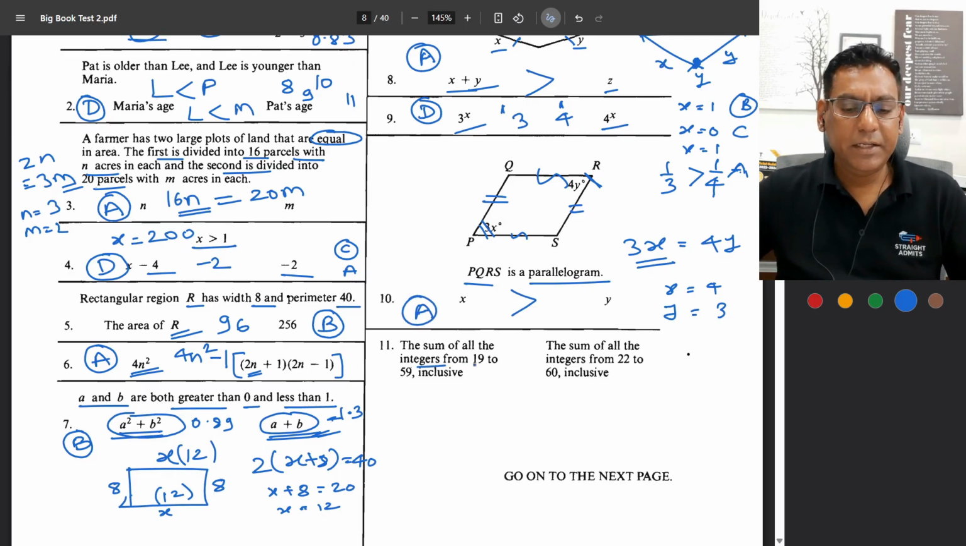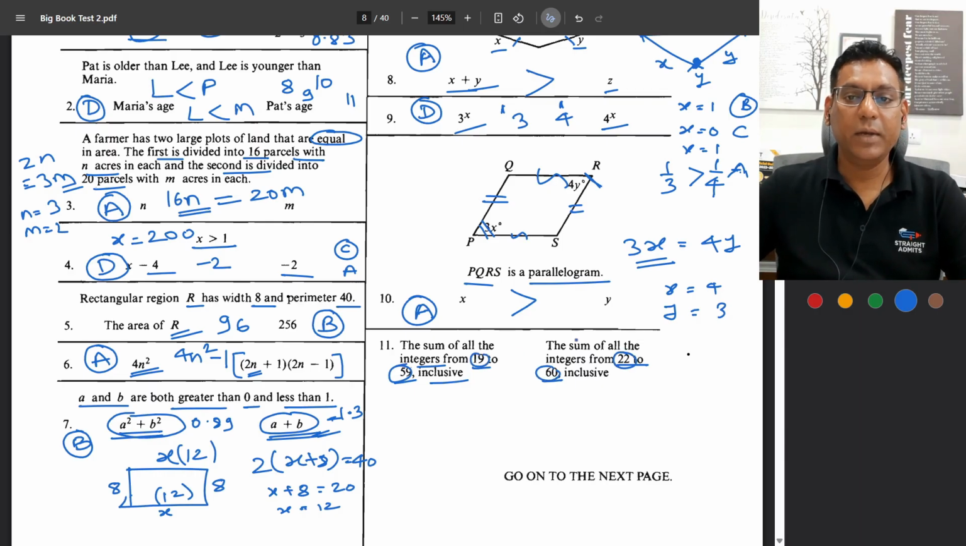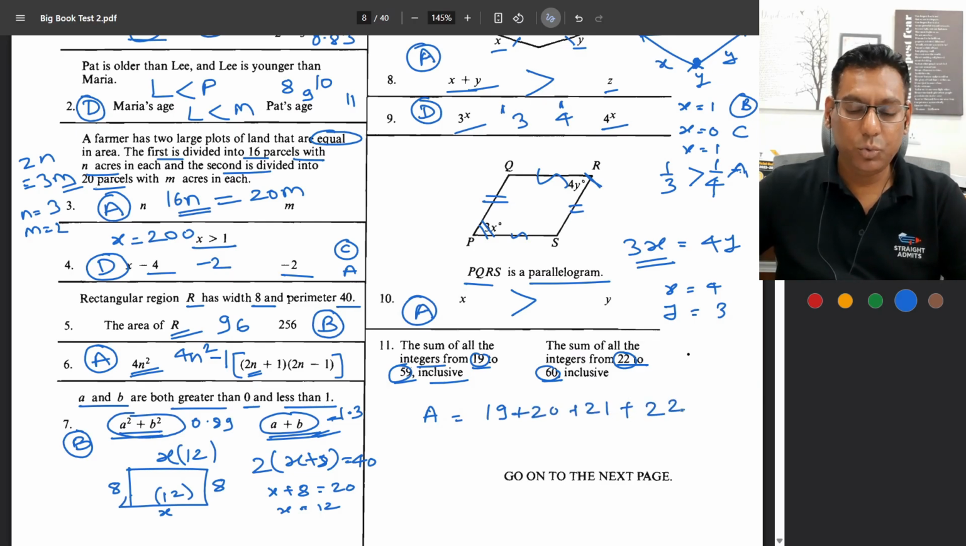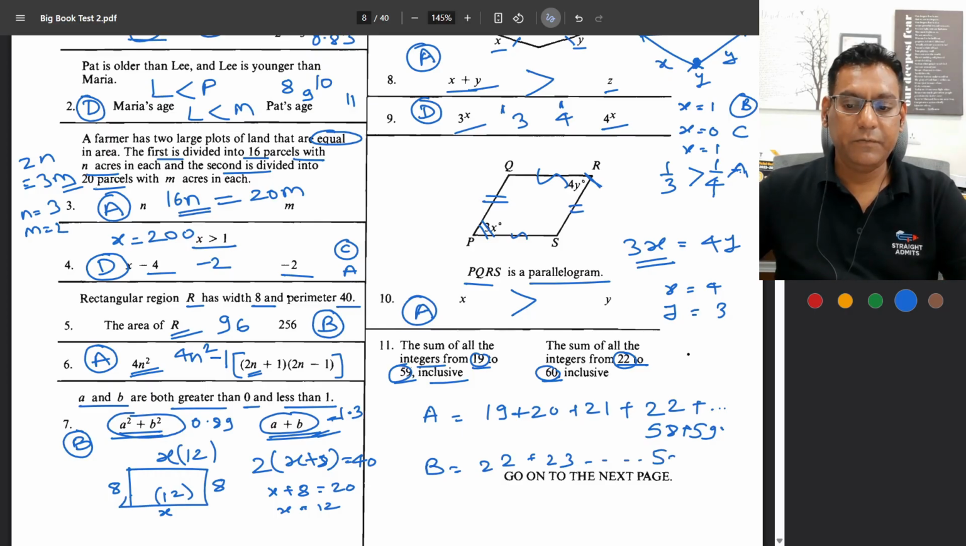The sum of all the integers from 19 to 59 inclusive, and the sum of all the integers from 22 to 60 inclusive. Now the thing to observe here is 59, 60 very close, 19, 22 very close. Also there is a significant overlap in those two series. So let me just talk about series A, which is column A. I get 19 plus 20 plus 21 plus 22, like that, till 58, 59. That's the first series. And in B, I get 22 plus 23, like that, till 59 plus 60.